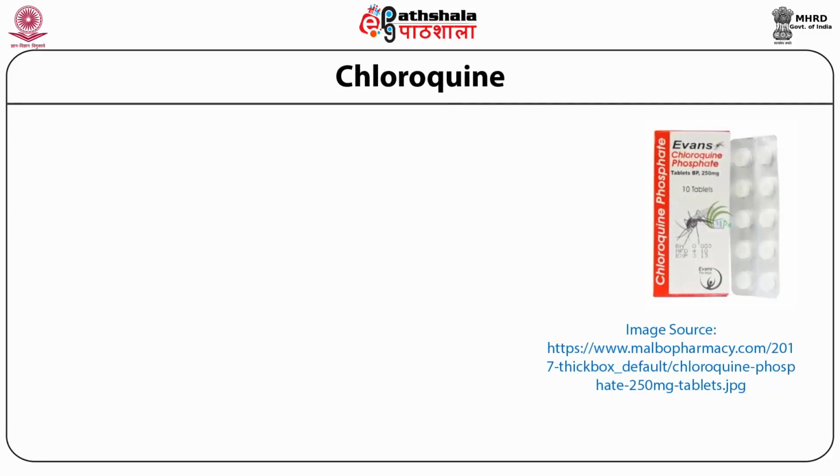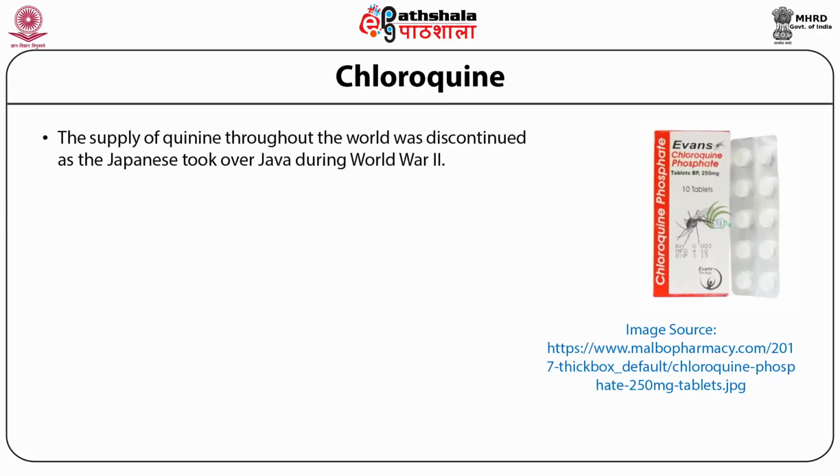The next drug which was discovered was chloroquine. The supply of quinine throughout the world was disrupted as the Japanese army took over Java during World War II. In the 1920s, 8-aminoquinoline plasmoquine, the precursor of plasmoquine, and mepacrine were manufactured by researchers in the Bayer laboratories.